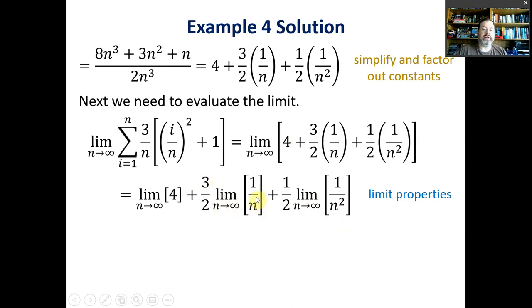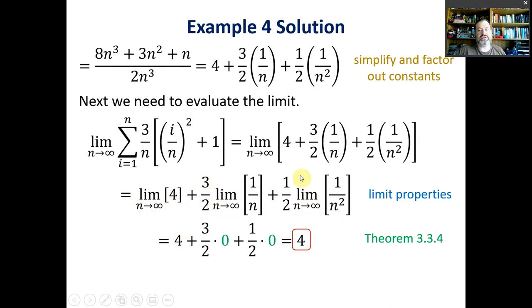We had a theorem earlier that tells us that this is 0 and this is 0. Right? So the limit of this is just 4. This is 3 halves times 0. This is 1 half times 0. So we just get 4. So the answer to this thing is 4. Might not be real exciting, but that's the way this stuff goes.